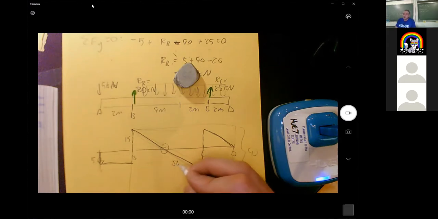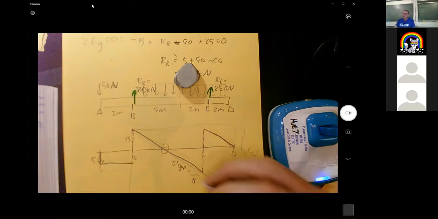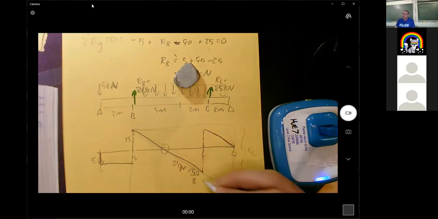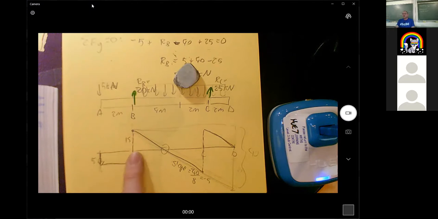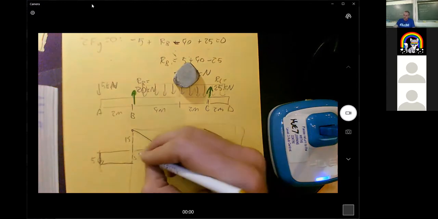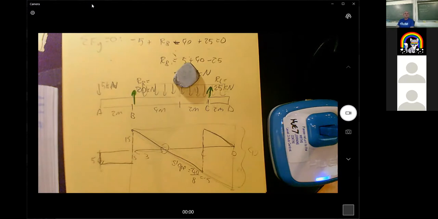So this slope here goes across 8 and down 40, which is minus 5. Which means if it goes down 15, it's going to have to go across 3 to get a slope of minus 5. So this is 3 here. And so therefore, the position is 5. 3 here and 2 there and 3 there.